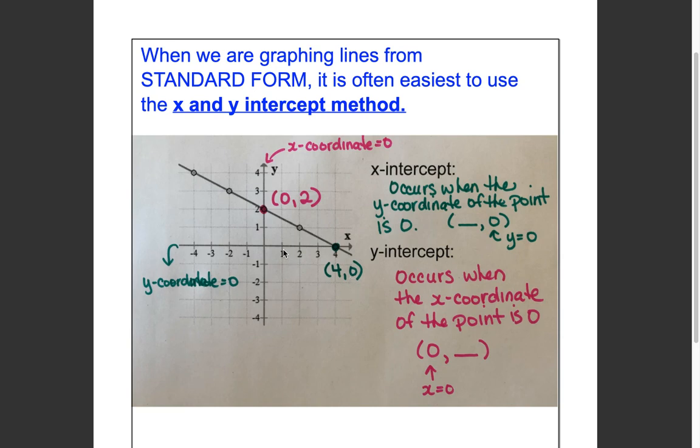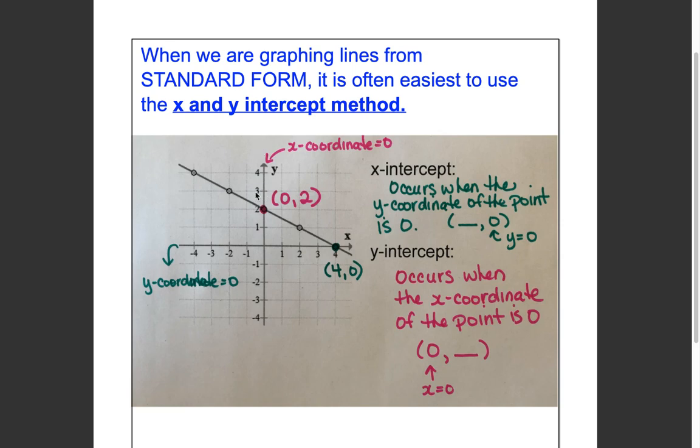So if the x-intercept happened to occur here, the y-coordinate would be 0 because the point would be 1, 0. If it happened over here, then the x-intercept would be negative 3, 0. The y-coordinate would still be 0 because we don't go up and down on the y at all when we're talking about the x-intercept. We just talk about the x. So x-intercepts occur when the y-coordinate of the point is 0. So it'll always be in the form a number, comma, 0, where y equals 0.